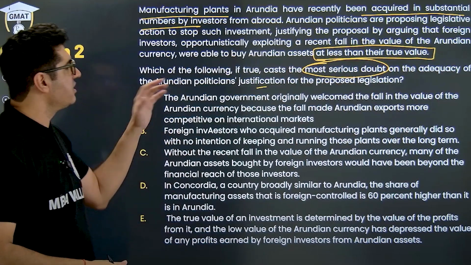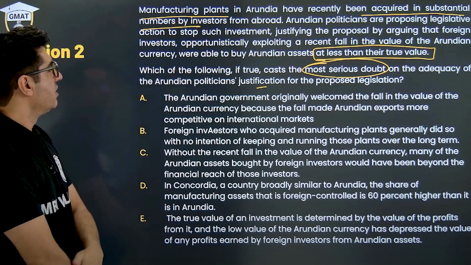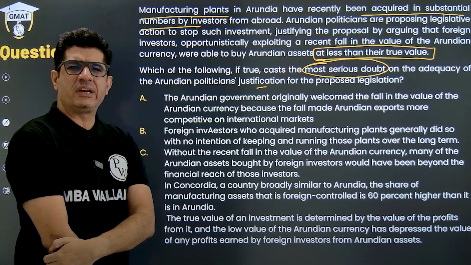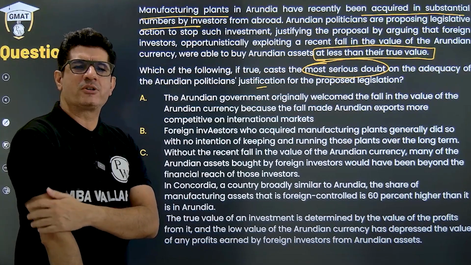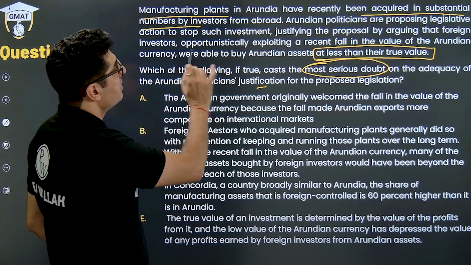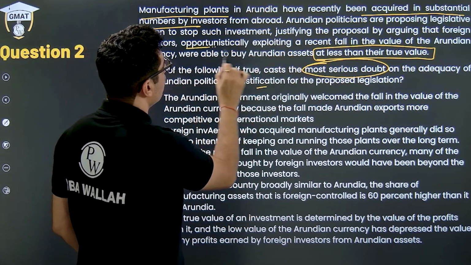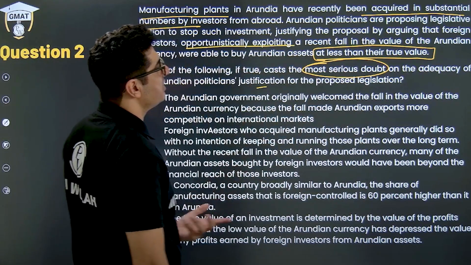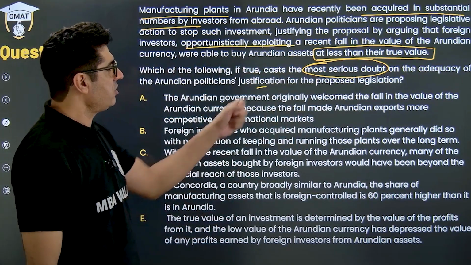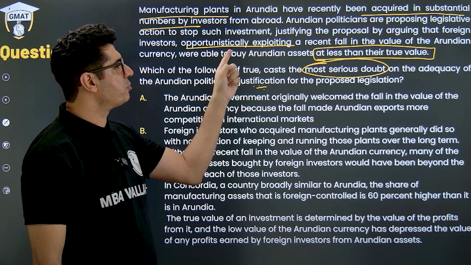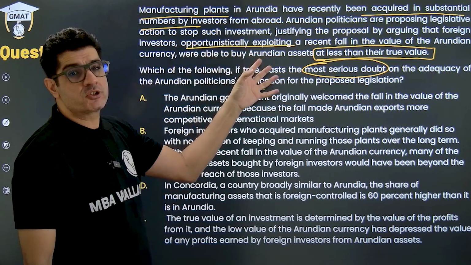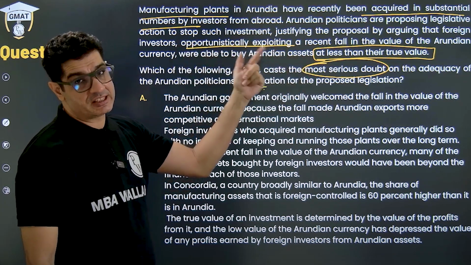So let's see which one weakens it. Anything that weakens it will tell us that no, they are not opportunistic. Their justification is that foreign investors are opportunistically exploiting a recent fall. So we are questioning that justification. We want to prove that they are not opportunists who are exploiting a recent fall.